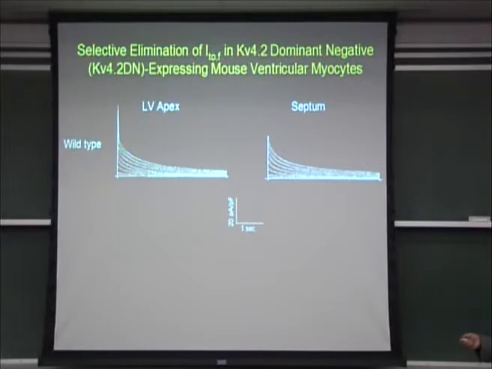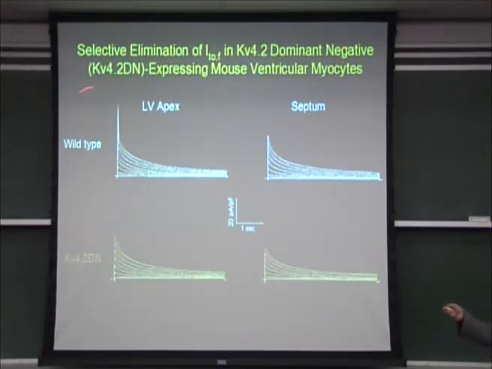So I'm just going to show you the summary records of what we found from these experiments. These are recordings, again, similar to the ones I introduced you to a while back. These are recordings from wild-type left ventricular apex and the interventricular septum, showing, again, this very large fast transient current in the apex but not in the septum. And then if we look at myocytes from the transgenic animals, I think you can immediately appreciate that this fast transient RV current is gone.